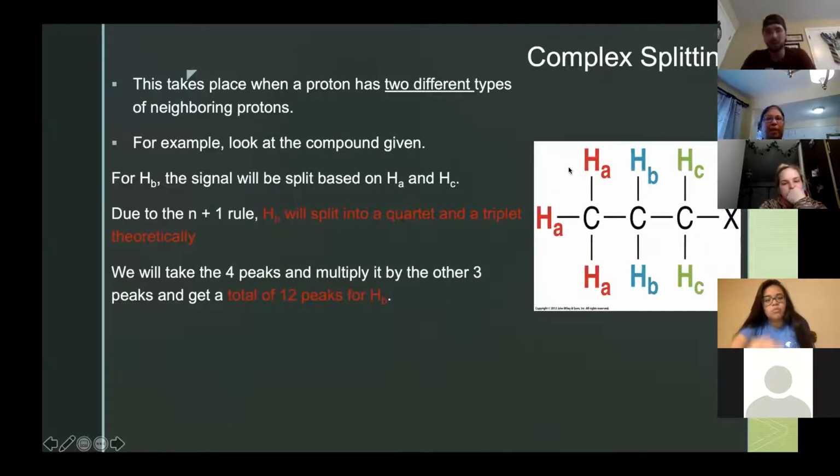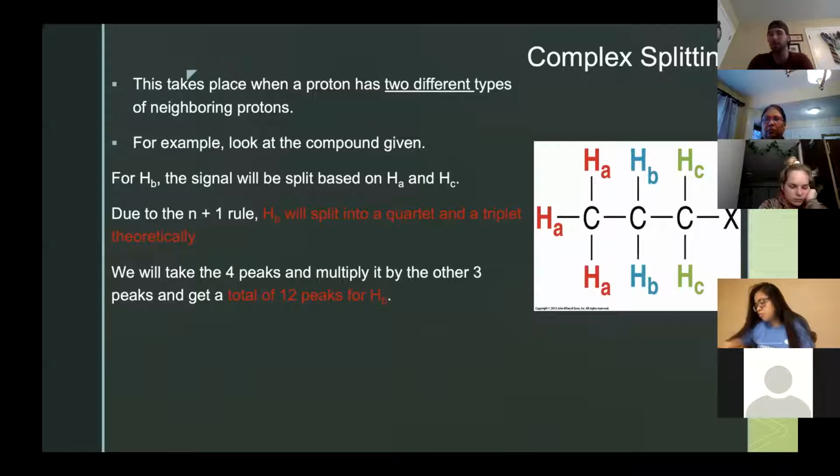Complex splitting. So this is where we left off last time. This is when you see a proton or a group of protons that are affected by two sets of neighboring protons. Look at the picture, and the group HB. Those protons are affected by both HC and HA.